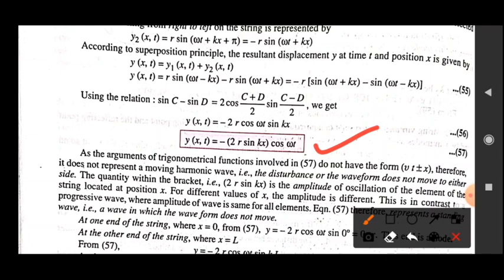Now in this resultant wave equation, you will see this bracket term, that is 2r sin kx. This bracket term is showing the amplitude of the oscillation of the wave, meaning the standing wave, and it is showing its amplitude.